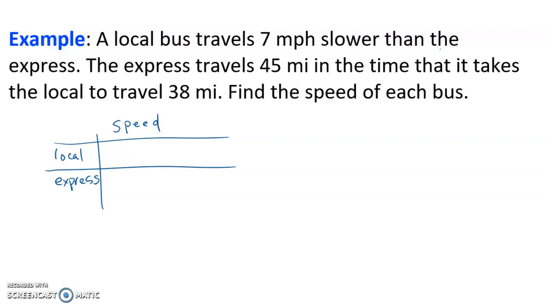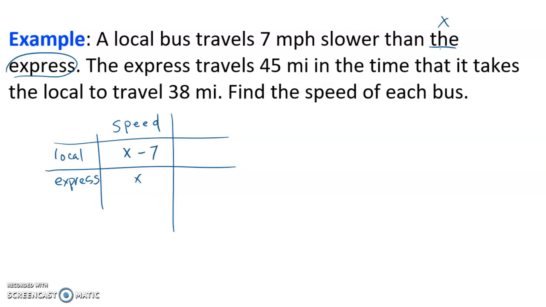It says the local bus travels 7 miles per hour slower than the express. So the express speed will be x. So this is x. Then the speed for the local bus, which is 7 miles slower, is x minus 7. Okay, so done with the speed. What else do we know?